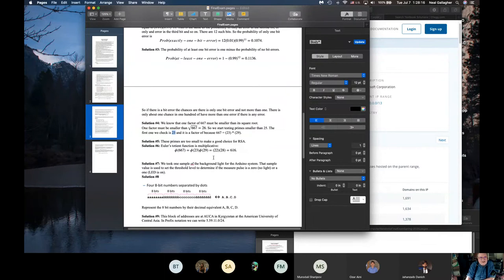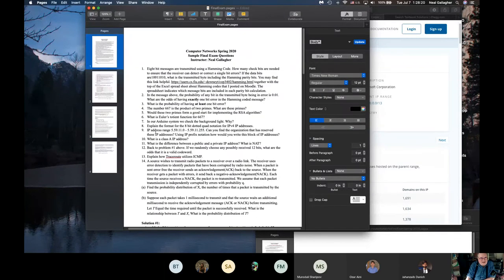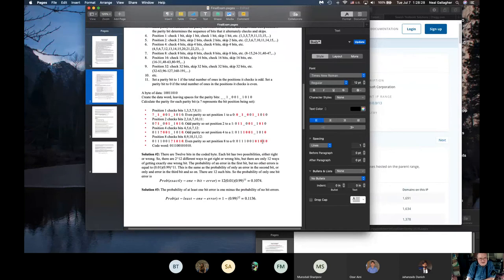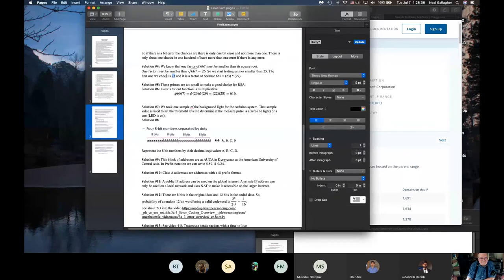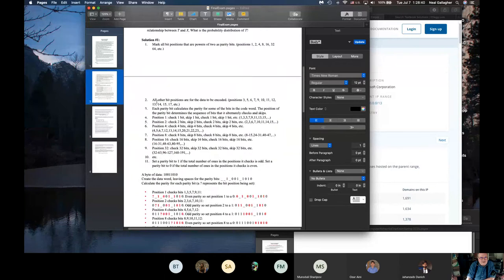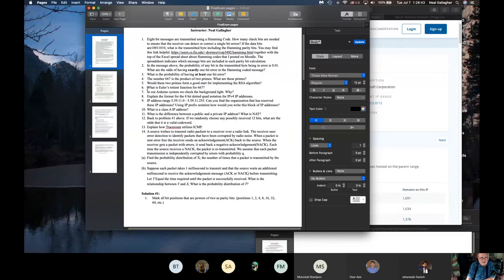It's pretty straightforward. So for question number five I asked, would these be good primes for implementing the RSA algorithm? And the answer is no, because it was easy to find them and they're relatively small. So that's why the answer is no. Also, problem number six is related to public key encryption. What is Euler's totient function for 667? Now, again, the Euler's totient function is something that comes up in the public key RSA algorithm. And we talked about that too. You might have to go back and remind yourself what Euler's totient function is.